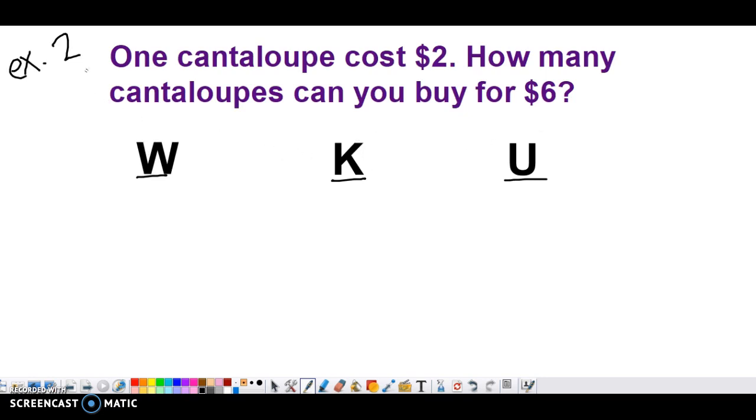And here is this situation. 1 cantaloupe costs $2. How many cantaloupes can you buy for $6? Okay, so our words are cantaloupe, and this one does look very similar to the first one.